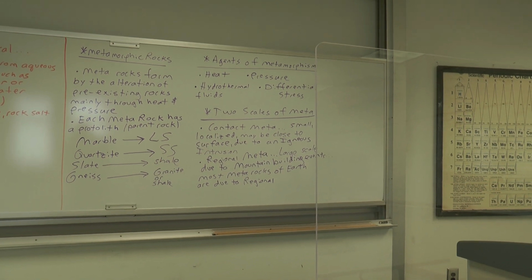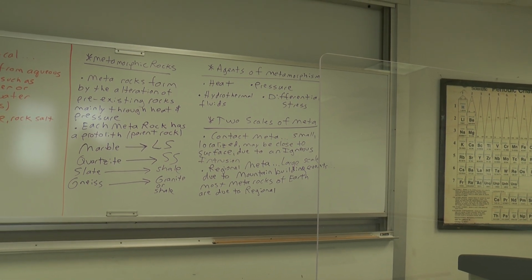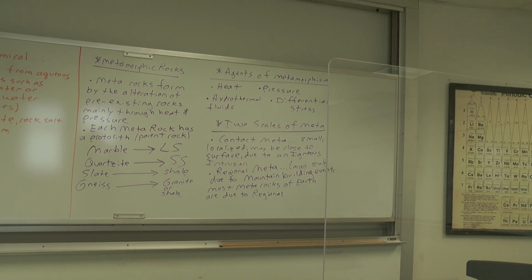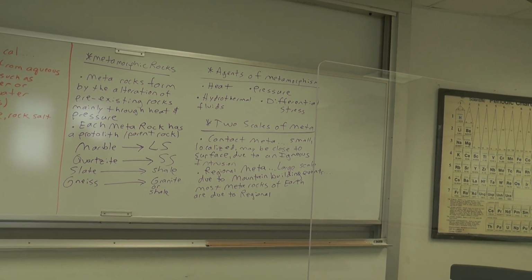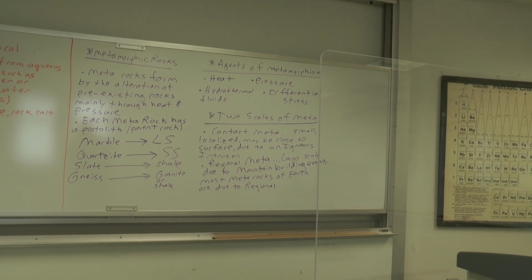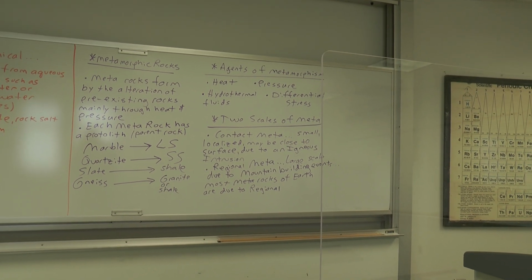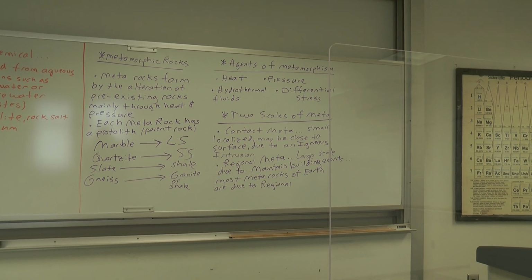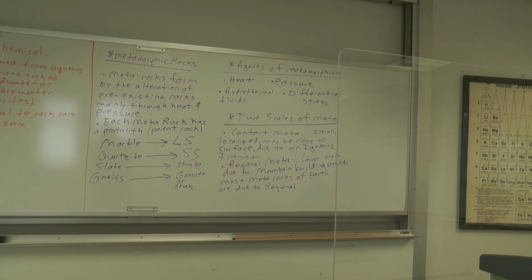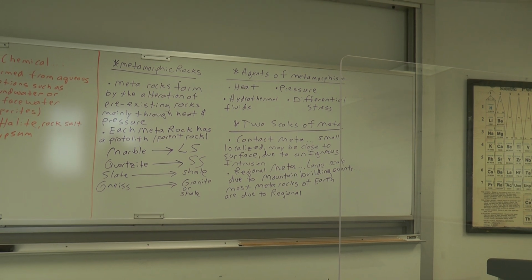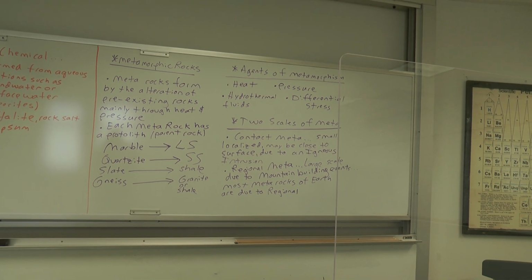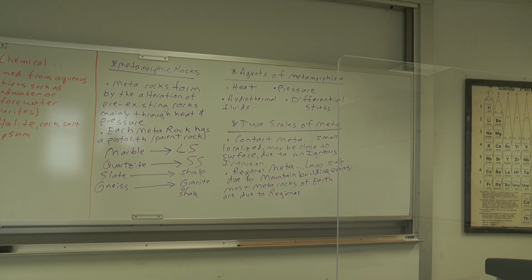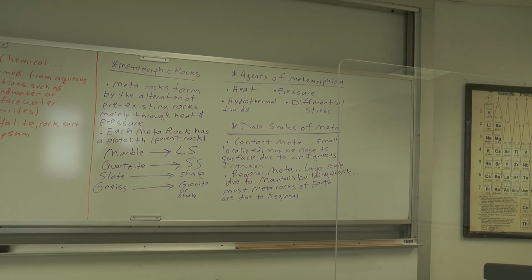Contact metamorphism is small scale, very localized, maybe close to the surface due to an igneous intrusion. So those igneous intrusions that we looked at earlier, and we may walk over and look at those again, are going to cause contact metamorphism. Regional metamorphism is on a very large scale, and it's due to mountain building events, as in collisional boundaries. It could be ocean to continent subduction. It can happen in ocean to ocean subduction and continent to continent collision.